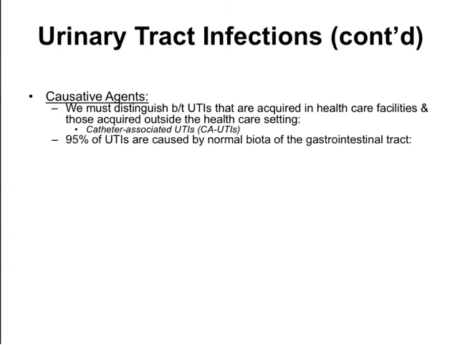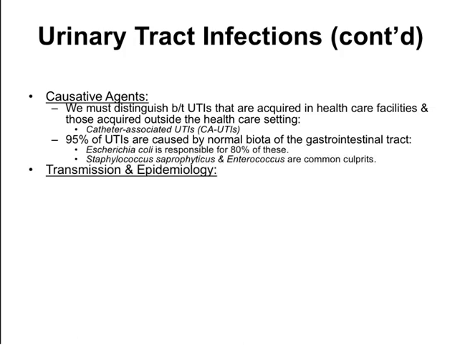Catheter-assisted UTIs are 95% of UTIs, and they generally come from normal biota in the GI. E. coli is responsible for 80%. Staph and Enterococcus can also be in there. The E. coli, again, coming from the GI, right? It's a normal occupant of the large intestine, and that's where it belongs, and it's when it manages to make it up into the urogenital that we have trouble.